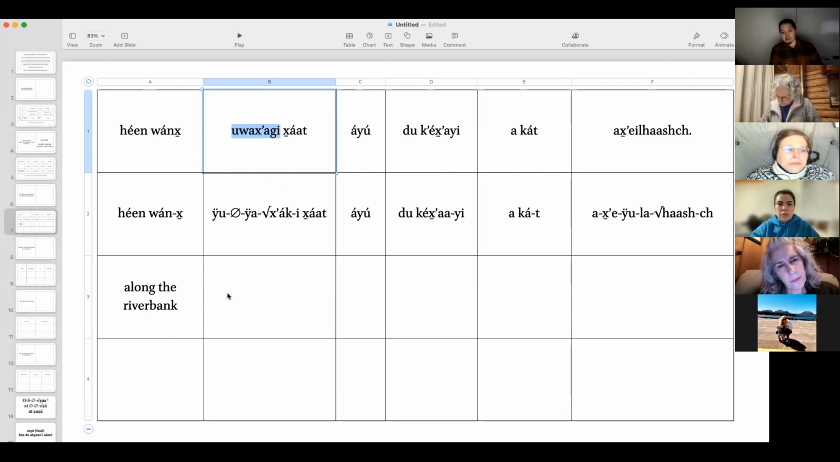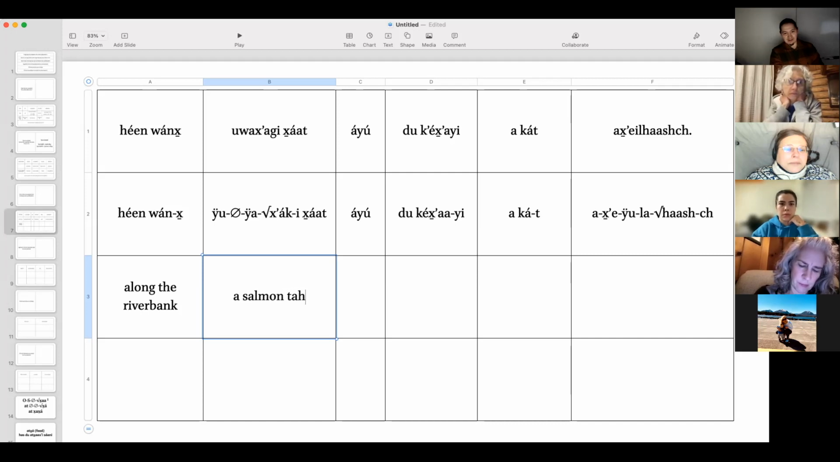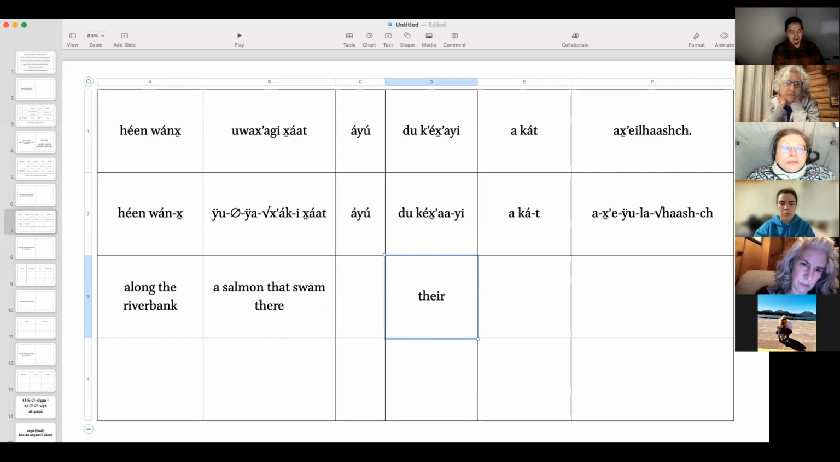And so along the riverbank, a swimming or a salmon, we'll ignore ayu for now. Dukech ayi. There. Yeah. Hook on it. Maybe arriving.